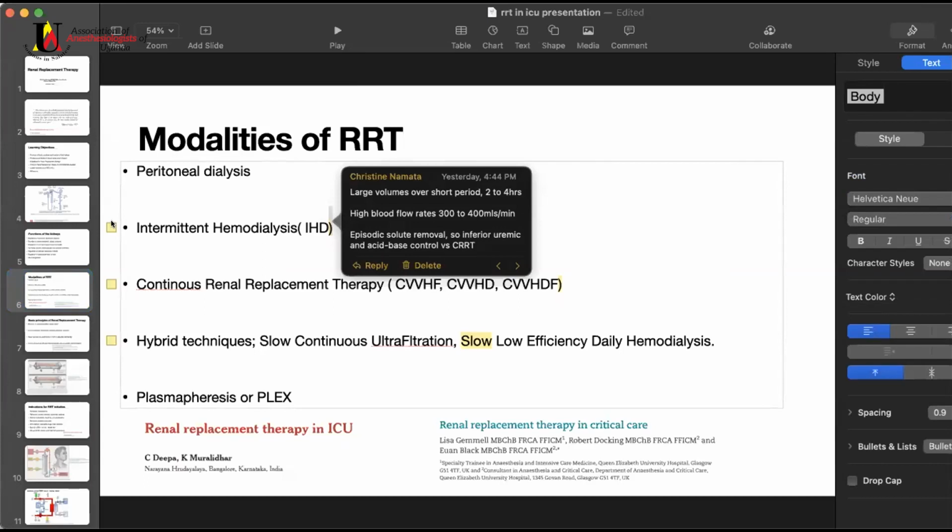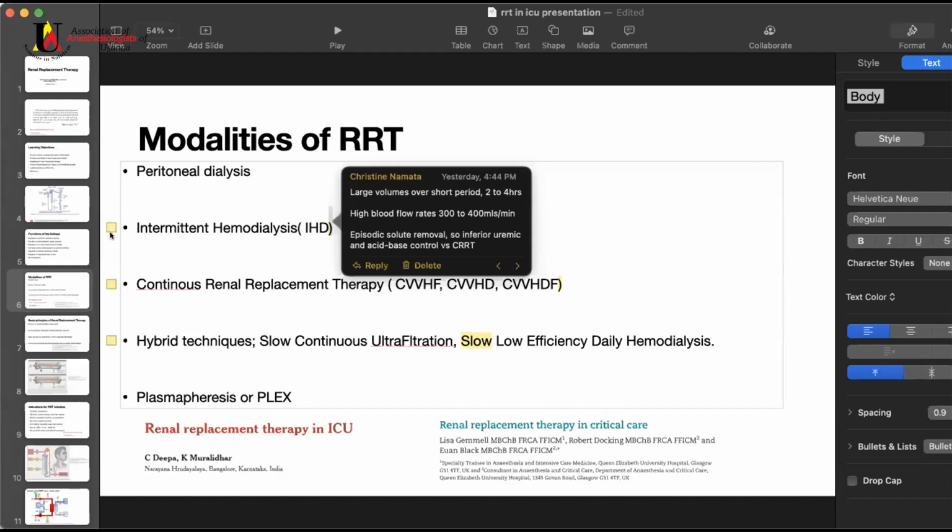And they use high blood flow rates, drawing quite a bit of blood from the patient per minute, 300, 400, sometimes even 500 mils if tolerated. So it's more of episodic fluid removal. Therefore, it's inferior when it comes to clearance of uremic toxins and acid base versus the continuous renal replacement therapies.